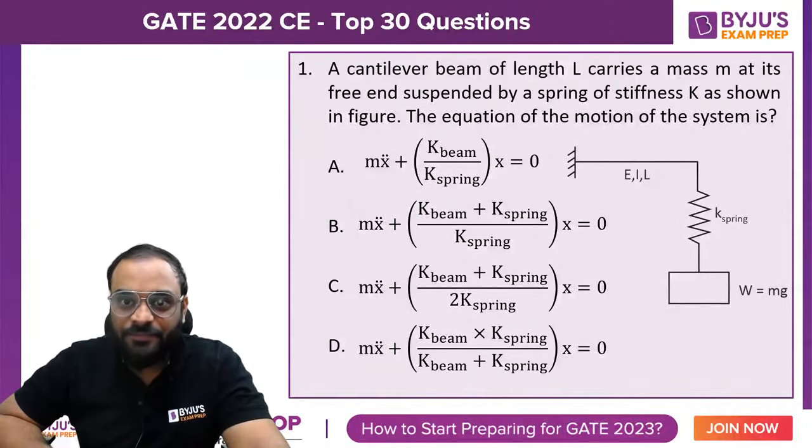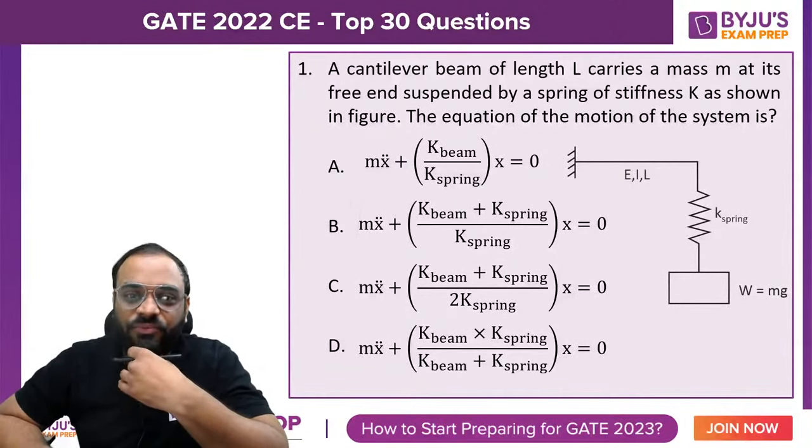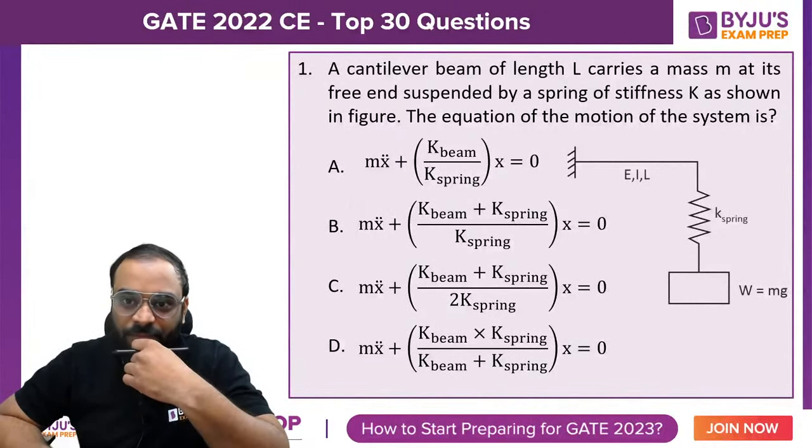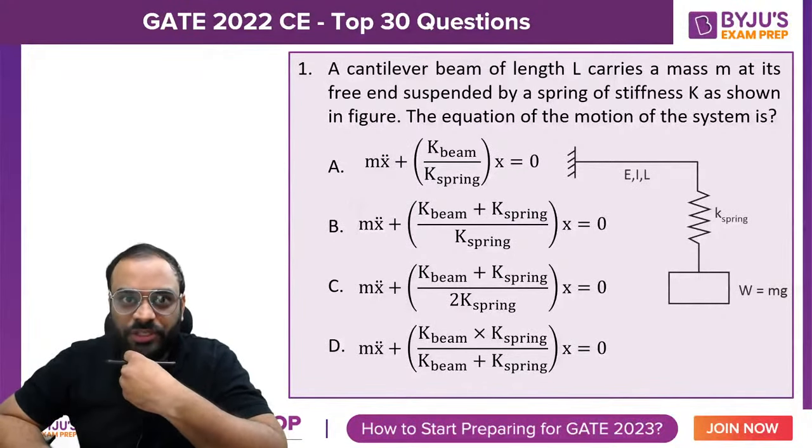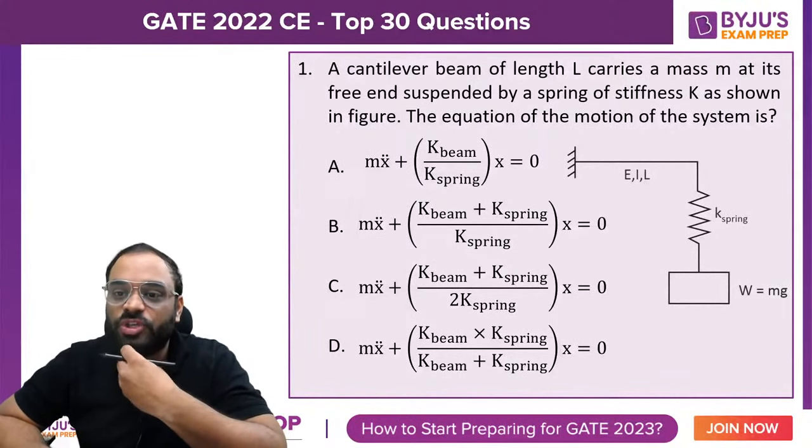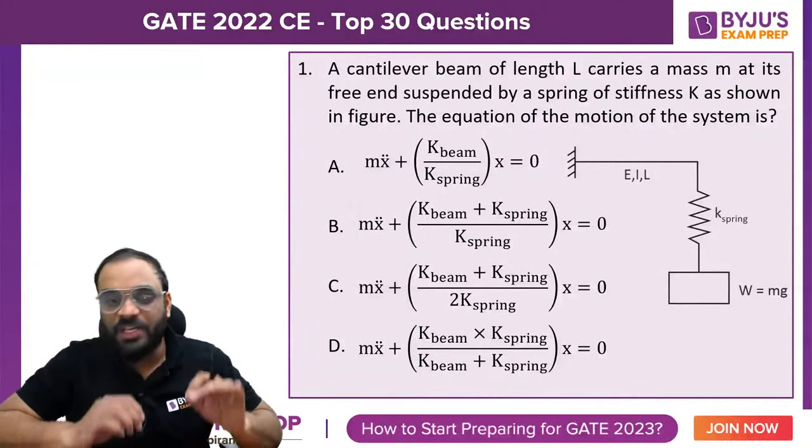A cantilever beam of length L carries a mass M at its free end suspended by a spring of stiffness K, which is shown in the figure. Now, what will be the equation of motion of the system?